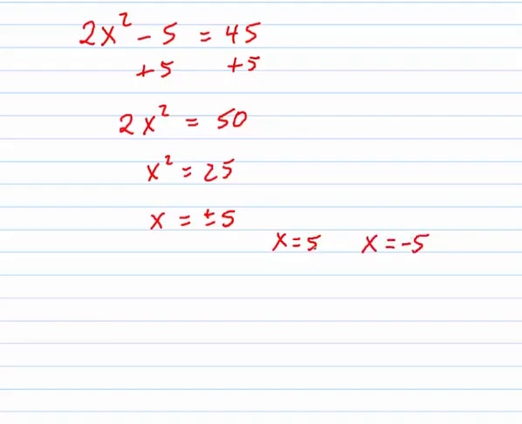And do they work? Let's plug in 5 here. 5 squared is 25, times 2 is 50, minus 5 is 45. So it works, and the negatives cancel. I mean, minus 5 squared is 25, times 2 is 50, minus 5 is 45. So they both work.